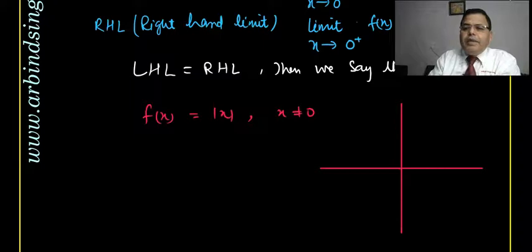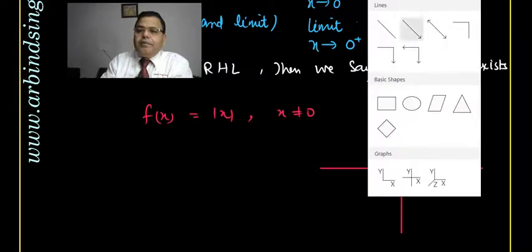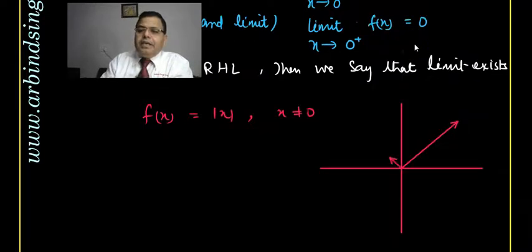The graph of the function will be like this. Let me draw this. But if the function is defined like this, that f(x) is not equal to 0, that is not allowed for x equal to 0. In that case, what will happen? Let me draw this one also.